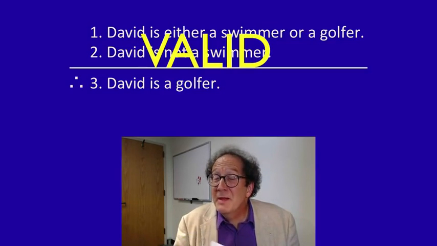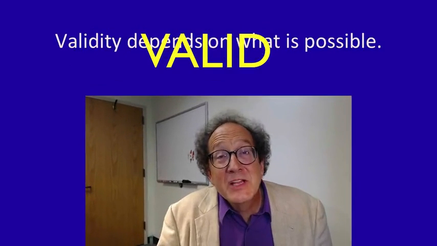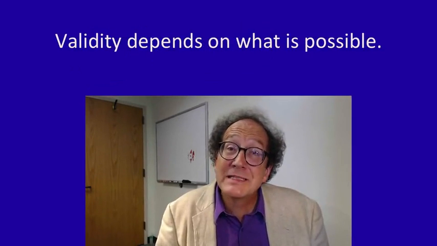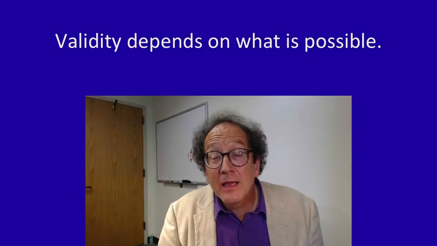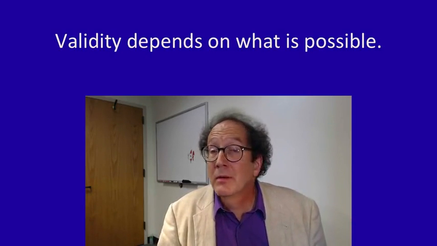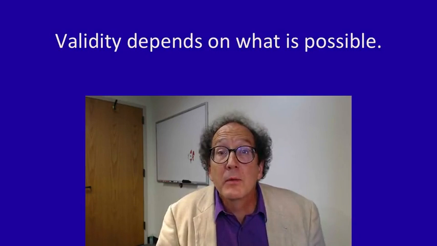And did you notice something? I didn't make assumptions like in Henry and the Ford and the Chrysler, because we don't need to know whether David really is a swimmer or a golfer. We don't need to know the actual facts of the world at all. We can tell that this argument is valid without knowing what kinds of sports David does. And that shows you that whether an argument is valid or not depends on what's possible, not on what's actual. Because you can know that the argument's valid even if you don't know whether in the actual world he is a swimmer or a golfer or neither or both or one but not the other.